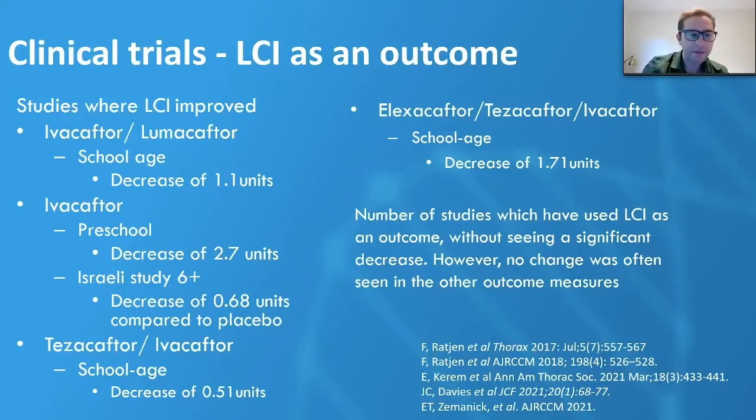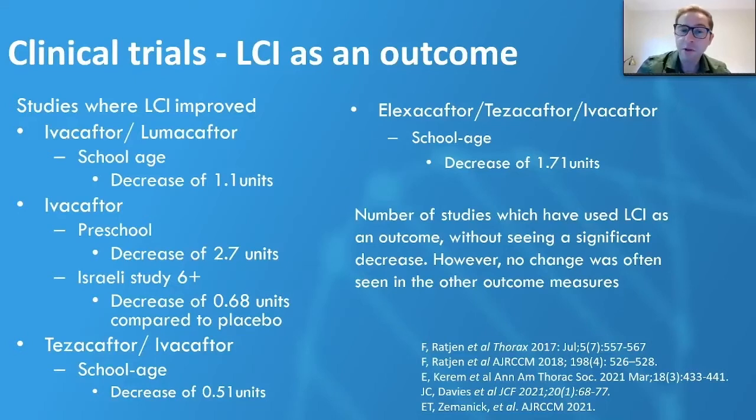Our first big one was the study of lumacaftor and ivacaftor in school-age subjects 6 to 11, where we saw a large decrease of 1.1 units. A preschool study of ivacaftor with just 9 subjects saw a very large decrease of 2.7 units, and that was over 3 months, but then sustained over a 6-month period. An Israeli study saw a decrease of 0.68 units compared to the placebo, and that was coordinated out of the Royal Brompton Hospital. And then recently we published our tezacaftor ivacaftor study. Again, in 6 to 11-year-olds, we saw a decrease of 0.51.